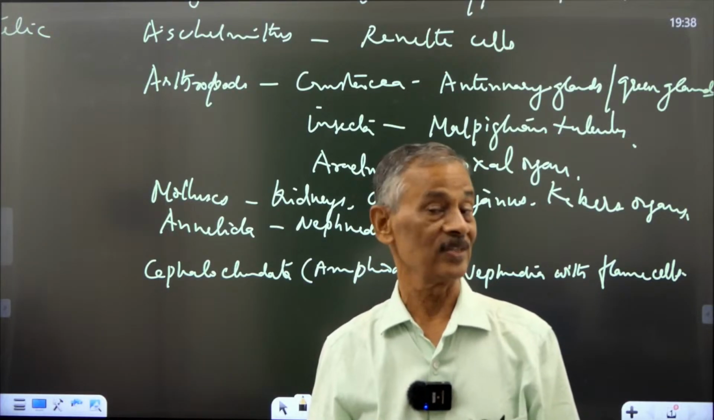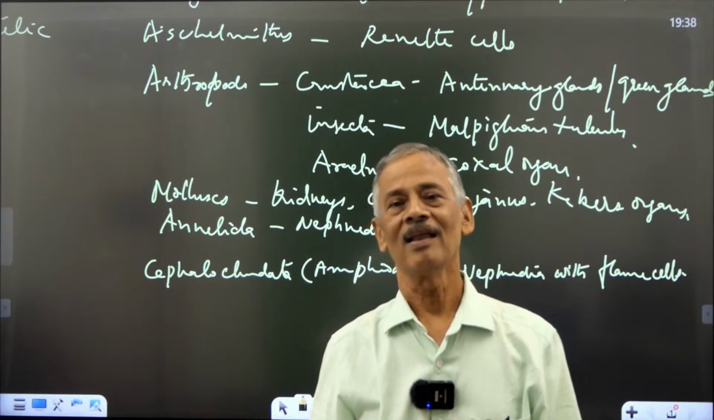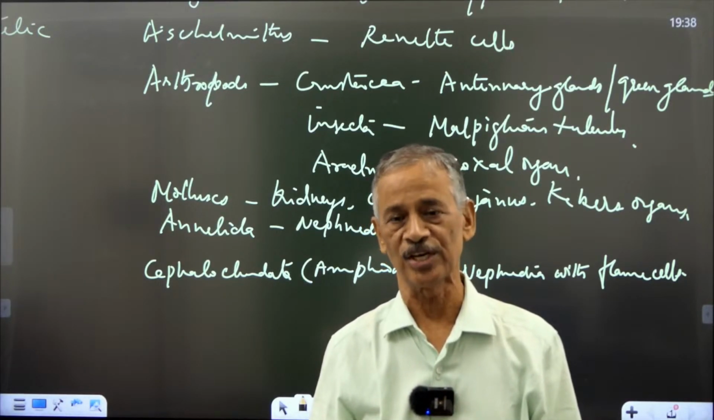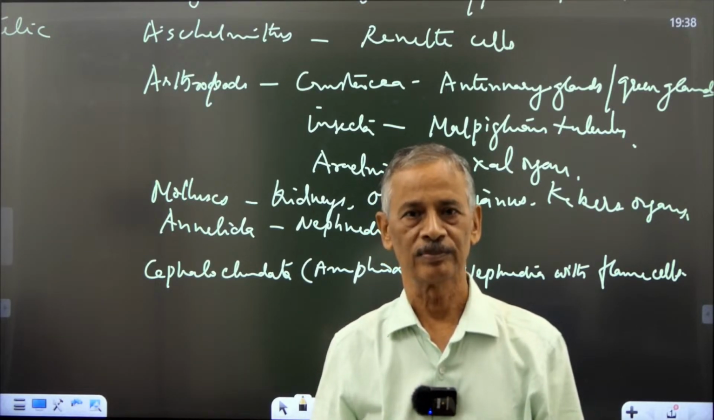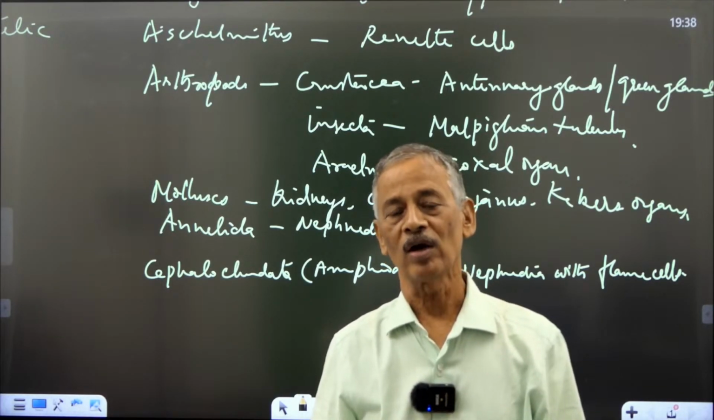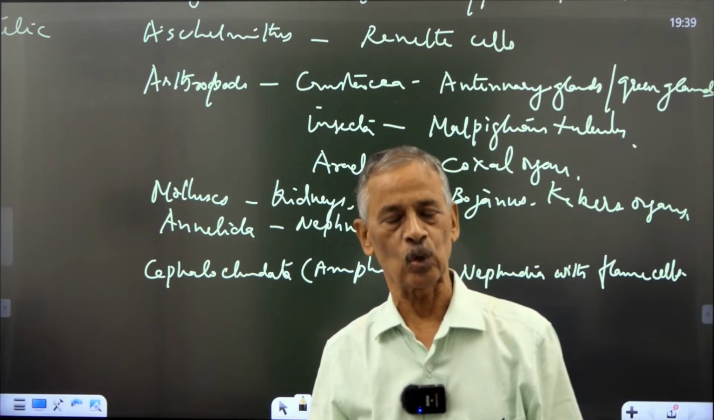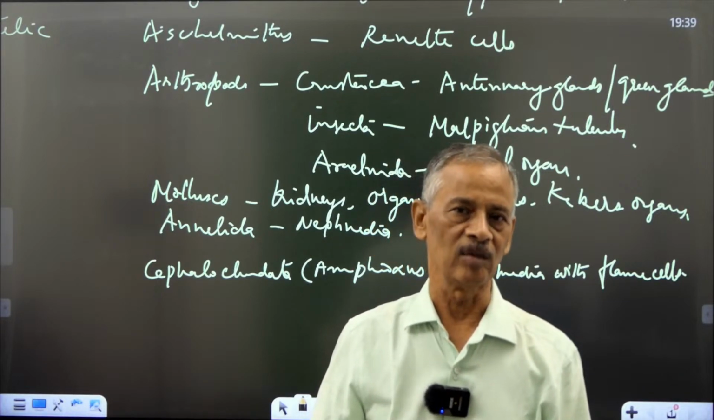Is there any doubt regarding the topic we were discussing last time? We just started the chapter excretion, that is excretory products and their elimination. In that connection, I told you what are the excretory structures, organs which are present in different animals.